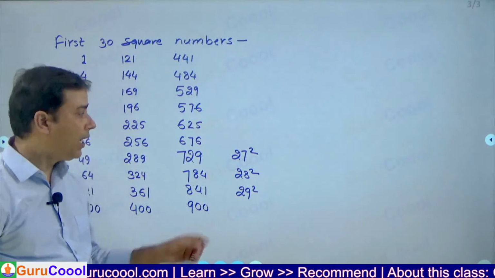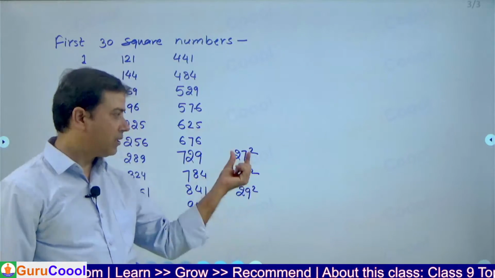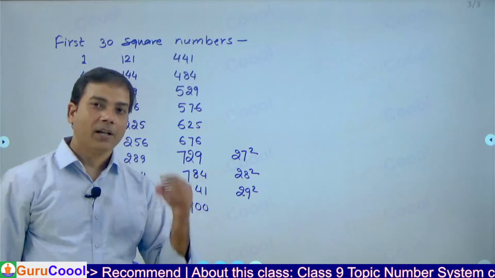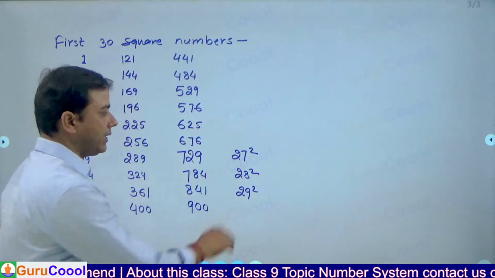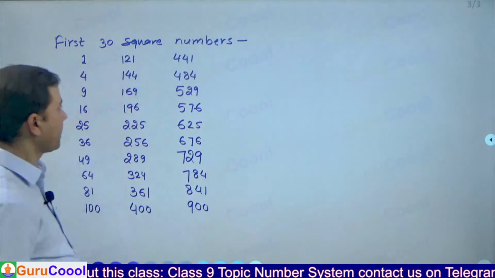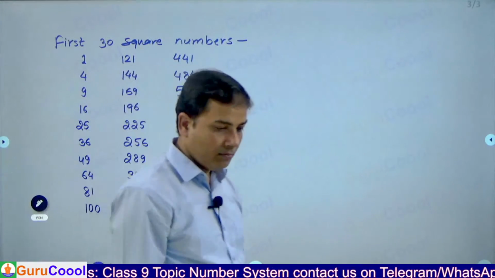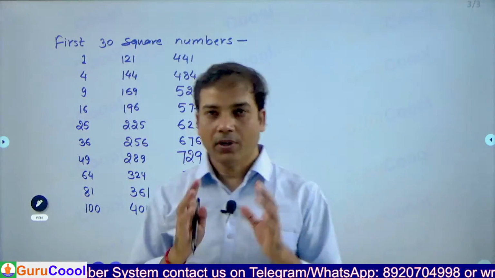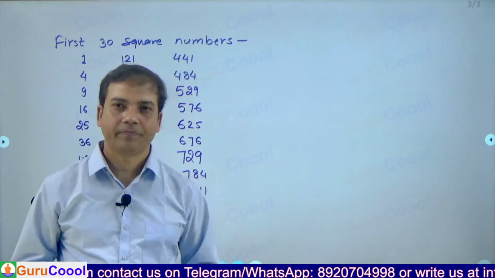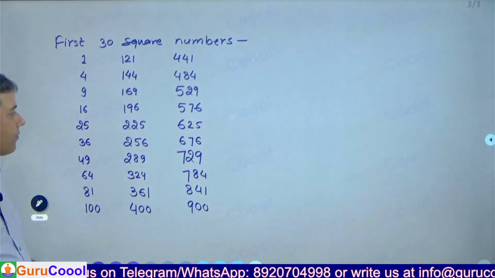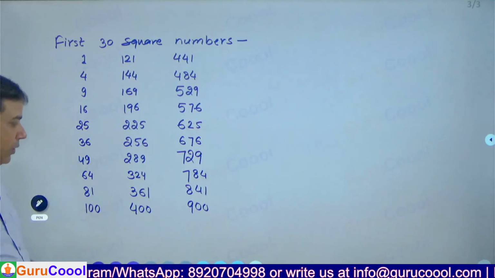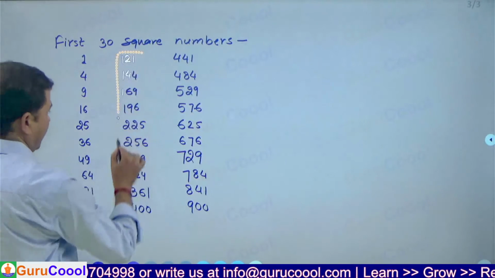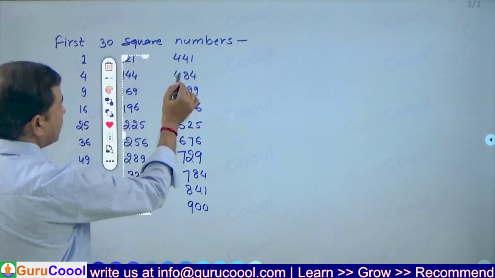I'll teach you how to do this short calculation to find 27 square, 28 square. If you forget, you can quickly do it. I'll teach you all these tricks. But I want you to remember at least the first 30 square numbers. Will you do that? Yes. Can I cross check it in the next class? Yes.